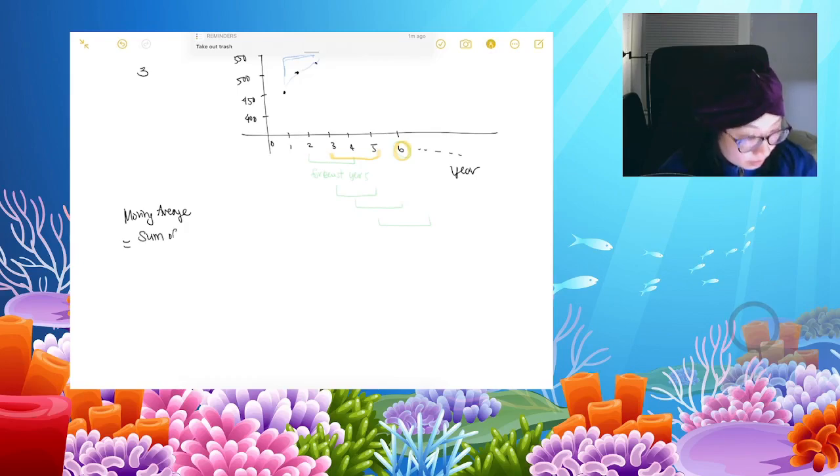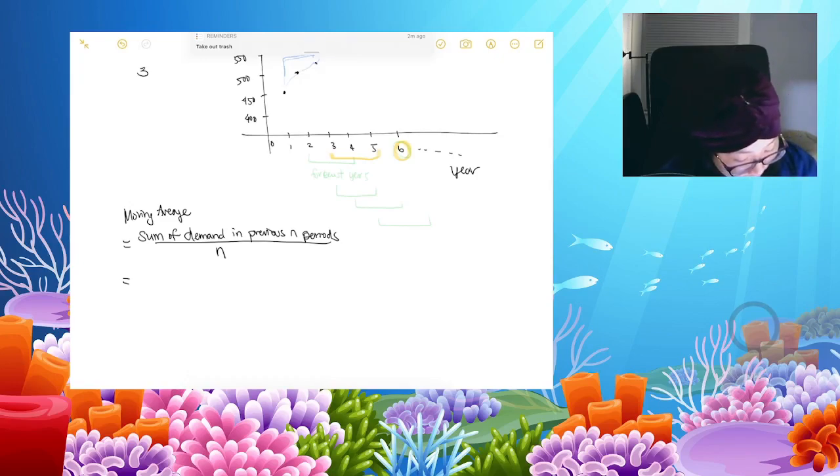the sum of demand, which is the sales in previous n periods, over the n for the n periods. So we have a way to represent this in a mathematical expression.